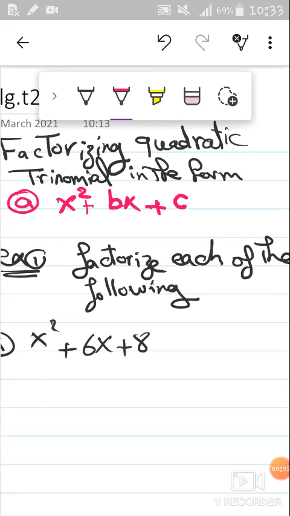Welcome back, dear students. Now we are going to discuss factorizing a trinomial in the form of ax² plus bx plus c. And when we say trinomial, we mean that the expression consists of three terms, which are ax² plus bx plus c.